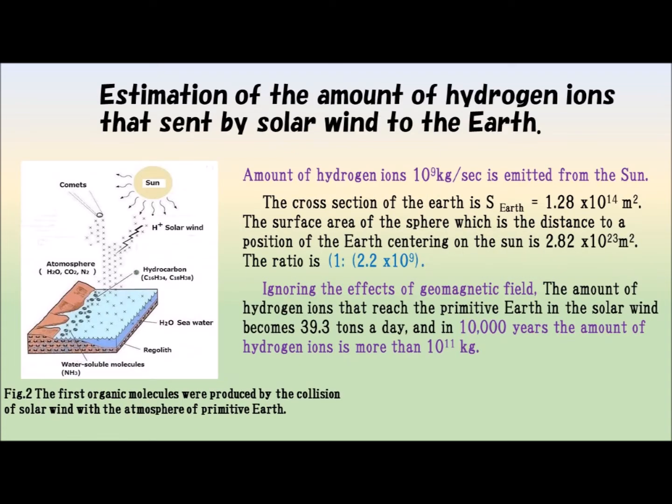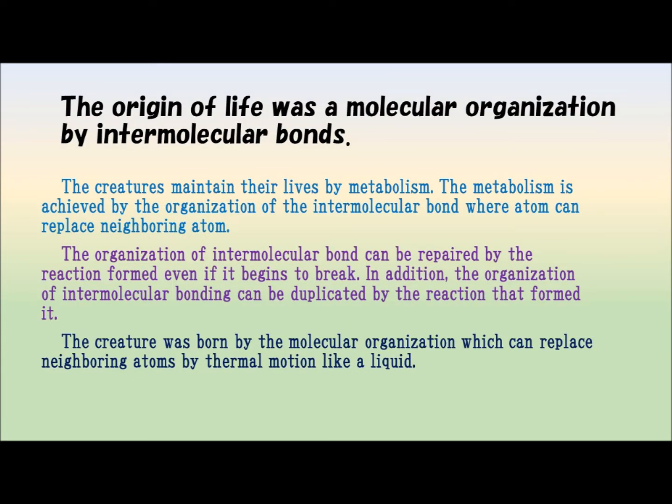The amount of hydrogen ions sent by the solar wind to the Earth is estimated by the ratio of the cross-section of the Earth to the surface area of the sphere whose radius is the distance from the Sun to the Earth. The amount of hydrogen ions emitted from the Sun is 10 to the 9th power kilograms per second. Ignoring the effects of the geomagnetic field, the amount of hydrogen ions that reach the primitive Earth in the solar wind becomes 39.3 tons a day, and in 10,000 years the amount of hydrogen ions is more than 10 to the 11th kilograms.